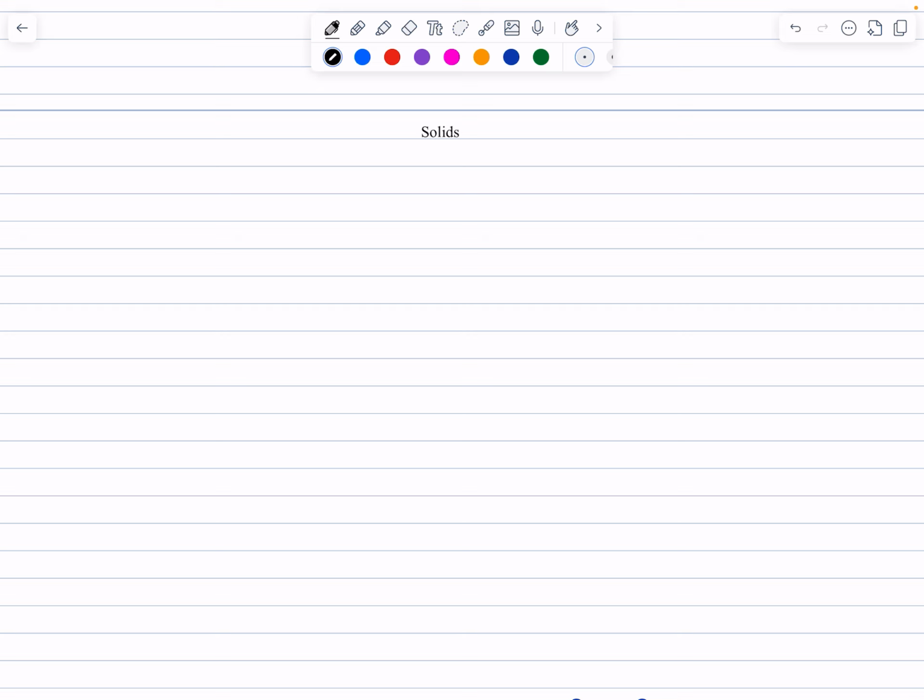All right, and basically the solid properties. So we already know a solid is a definite shape. We can write that down. And volume. Right, they're not compressible. Yeah. All right, so okay, that we know that.